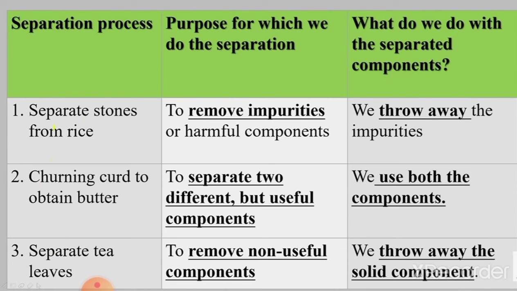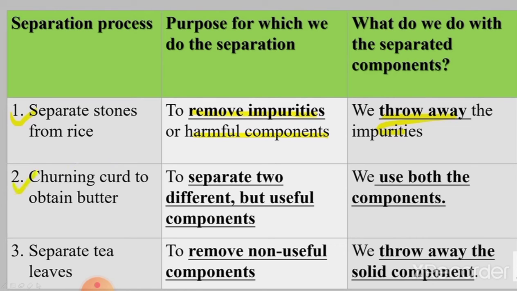Now here is a list given in your book, and it says that there are three instances, and you have to tell why you are doing separation in these cases and what you ultimately do with the component which you have separated. So let's take one example from here. Separate stones from rice. So why are you doing it? To remove the impurities or harmful component, right? Stones are impurities and harmful for you. And what do you do with these impurities, the stones? You usually throw them away. You always throw them away.